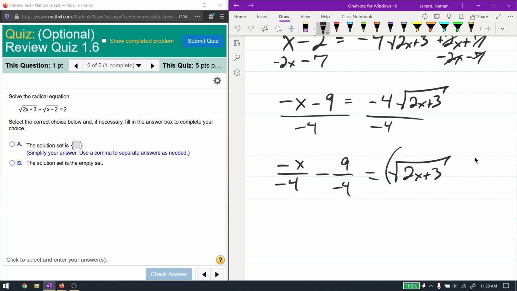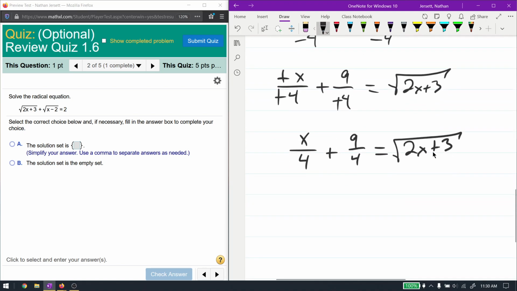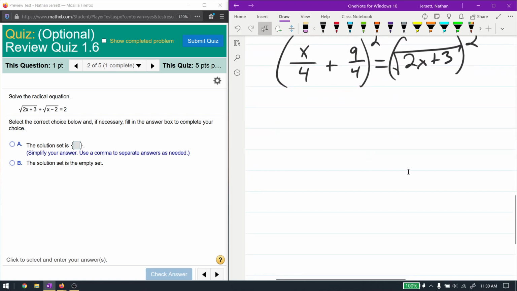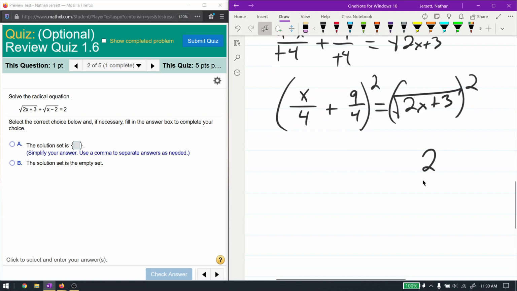Before I take care of this thing by squaring it, before I do that, I'm going to simplify this left-hand side. Negatives cancel and these negatives cancel, giving me x over 4 plus 9 over 4. Nothing can simplify further there, so I'm going to leave it that way. And I can square to get rid of the square root. Okay, that leaves me with 2x plus 3 on the right-hand side.